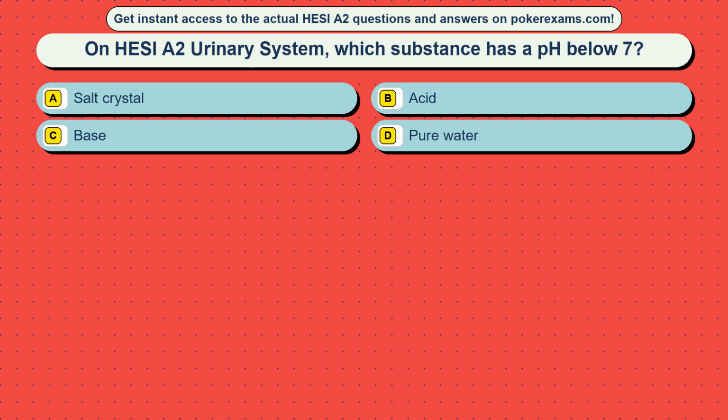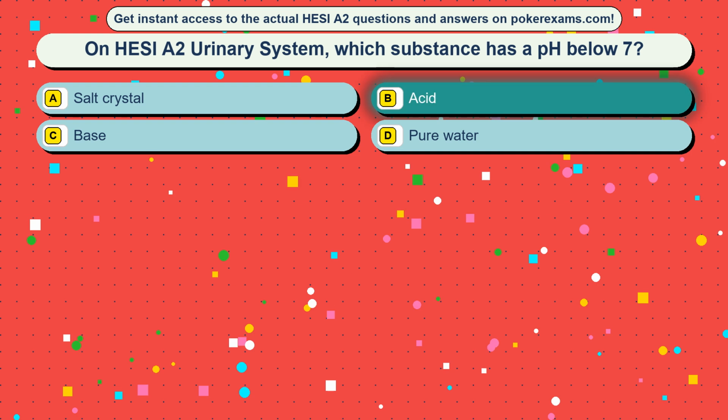Question 24. On HESI A2 urinary system, which substance has a pH below 7? Option A, salt crystal. Option B, acid. Option C, base. Option D, pure water. The correct answer is option B, acid.